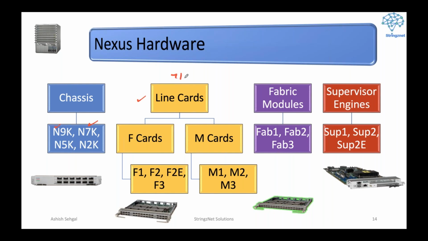This is for Nexus 7K. What are different F cards? What are different M cards? What are fabric modules? The fabric modules can be seen in Nexus 9K, 7K. What is the purpose of fabric module? What are Fab 1, Fab 2, Fab 3? What is fabric bandwidth and throughput?